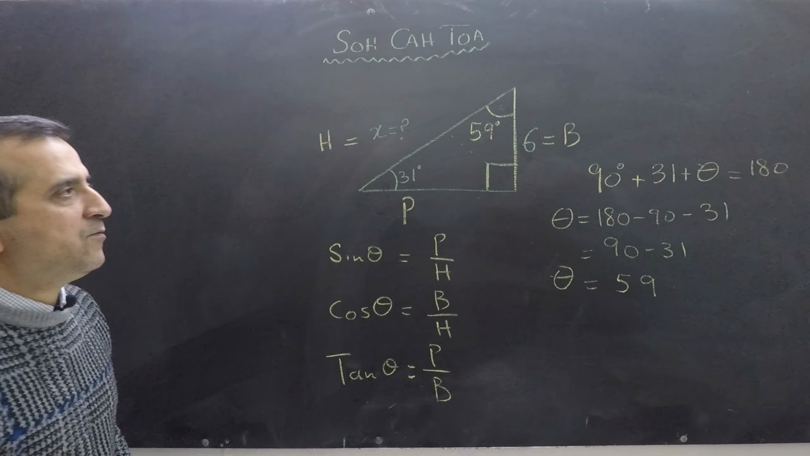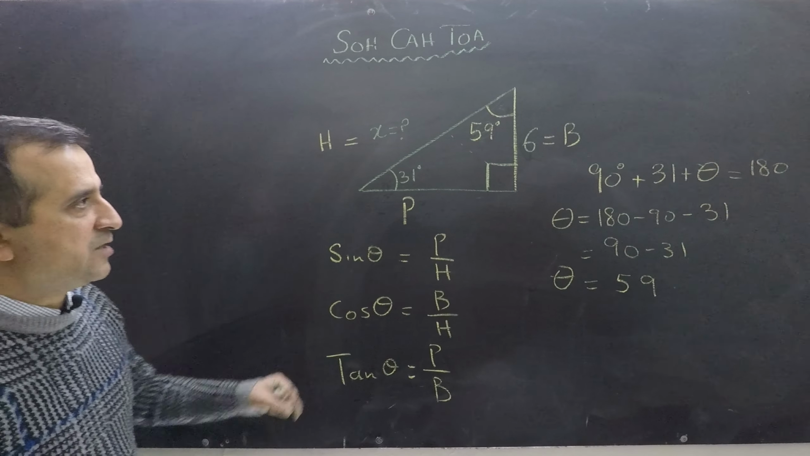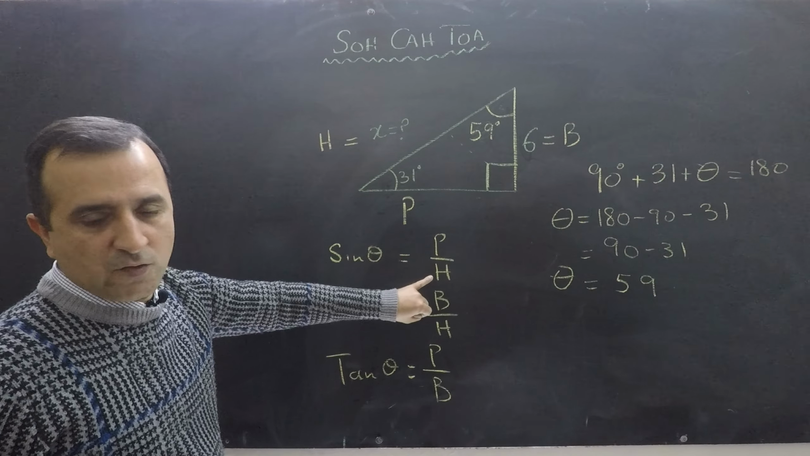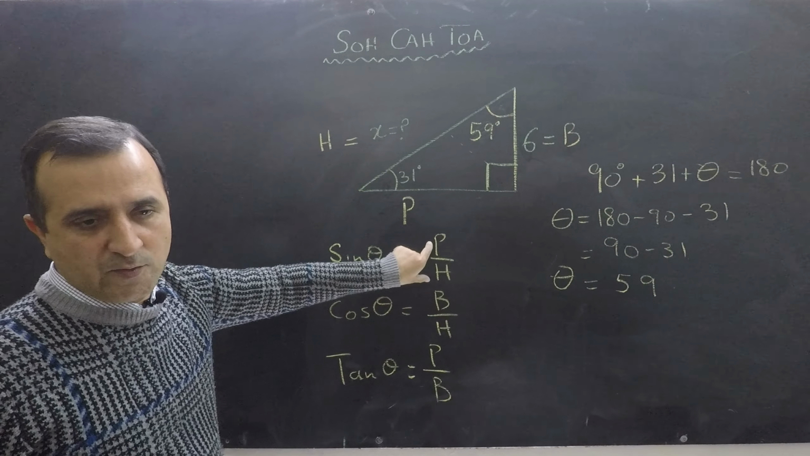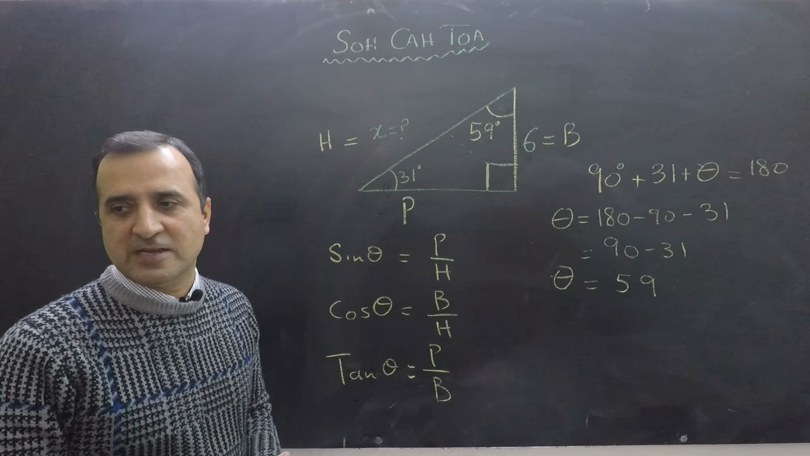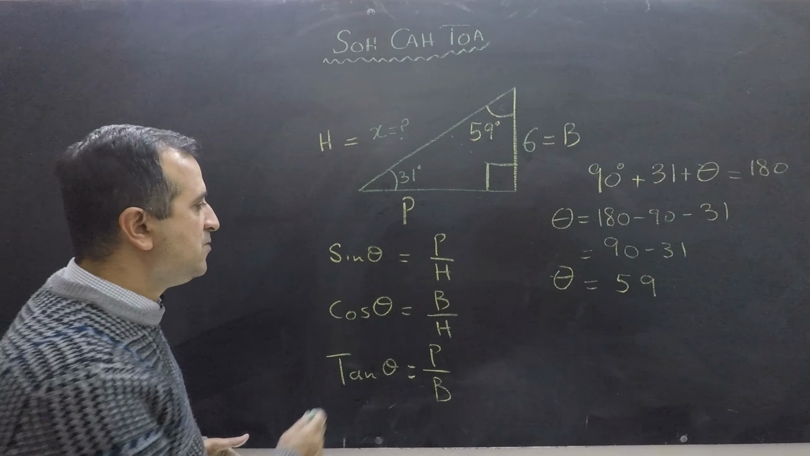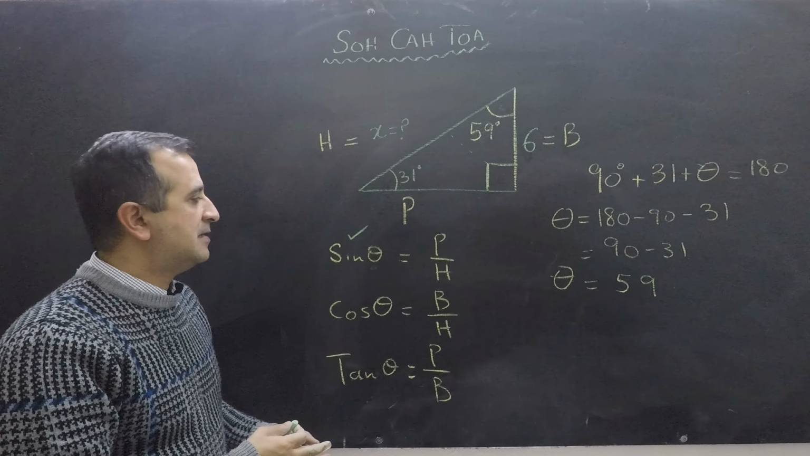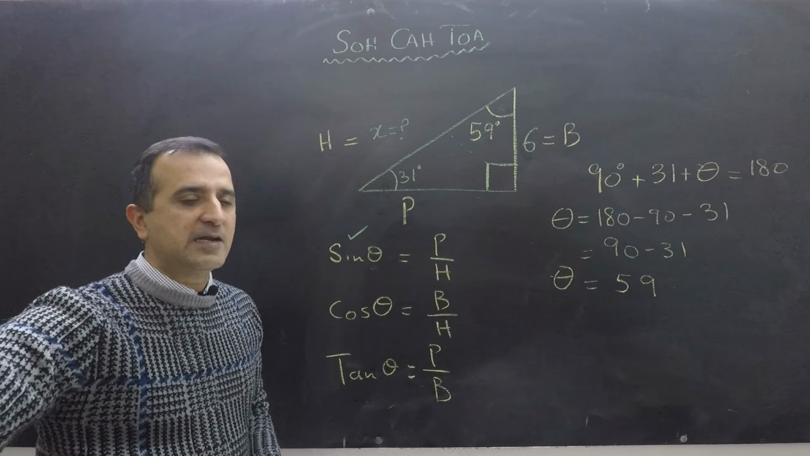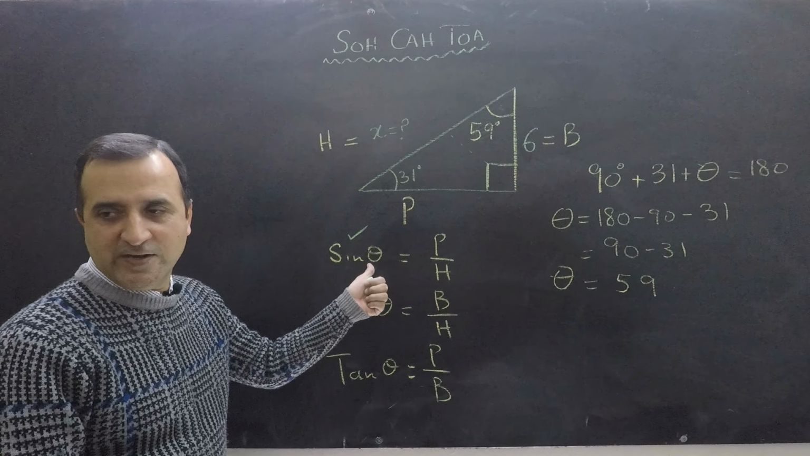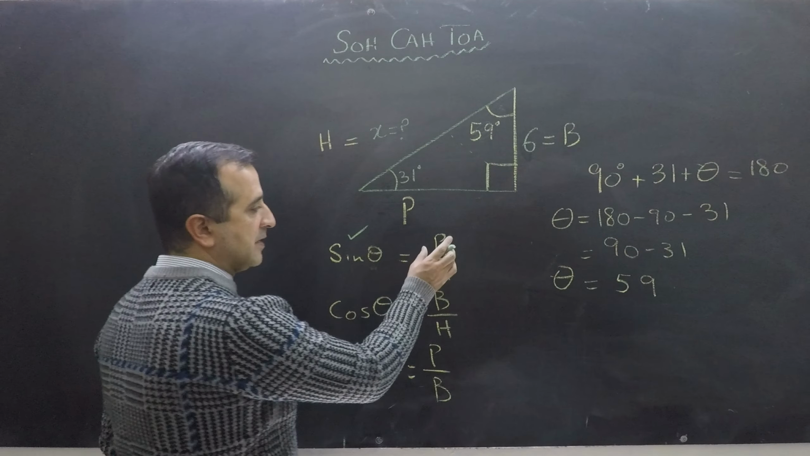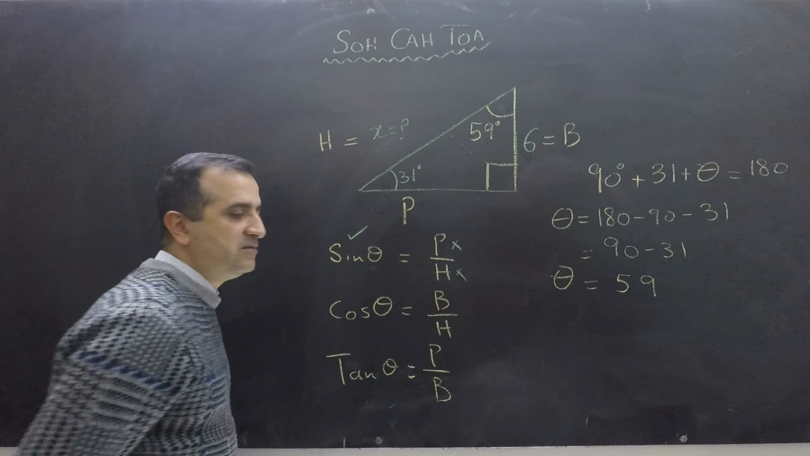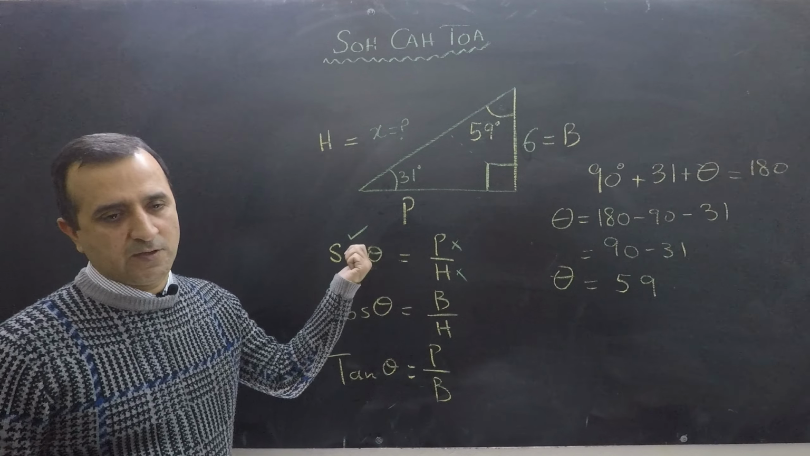Now I have to decide which formula I can use. Can I use this formula? In this formula, P is unknown and H is also unknown, so we have two unknowns. I must use a formula which has one unknown. So this one, I know theta, so it will be just sine 59, and our calculator guy will find for us what sine 59 is. But I don't know what the perpendicular is, and I don't know what the hypotenuse is. Because this formula has two unknowns, I can't use it.